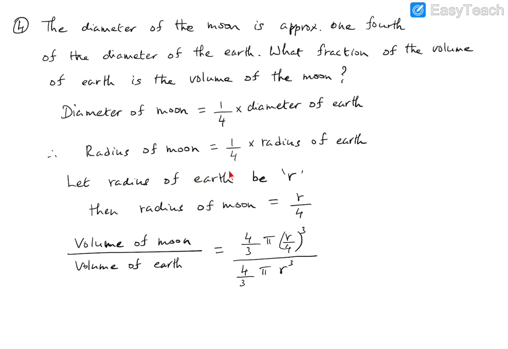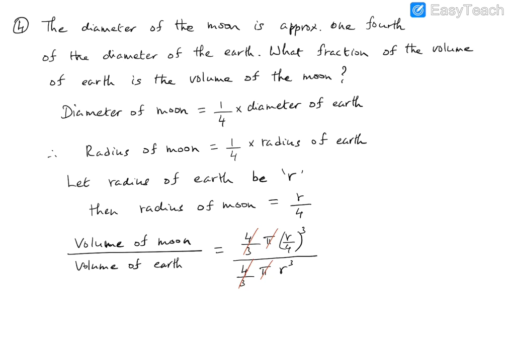Since we have taken the radius of the earth to be r, we have just put r cube in the volume for earth, and since the radius of the moon is r over 4, the volume of the moon is 4 by 3 pi (r over 4) cube. Okay, r over 4 is the radius of the moon in this context. Now we can cancel out a few things. The 4 by 3 and 4 by 3 will cancel out, the pi and pi will cancel out, so we will be left with (r by 4) cube and r cube.